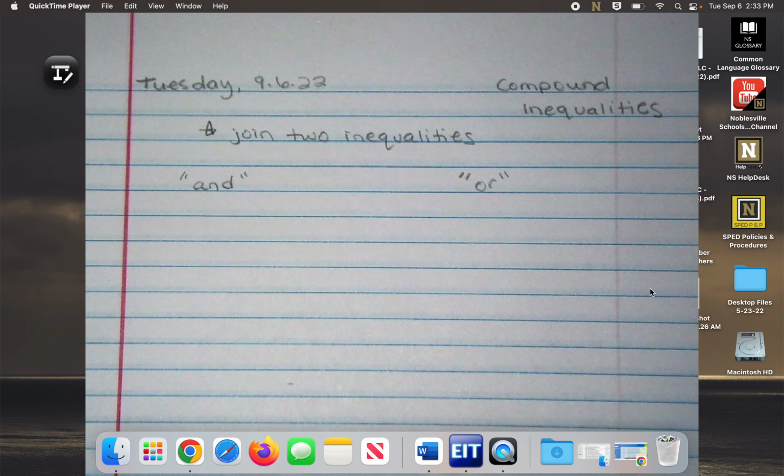Compound words where you join two words together. We are joining two inequalities together.